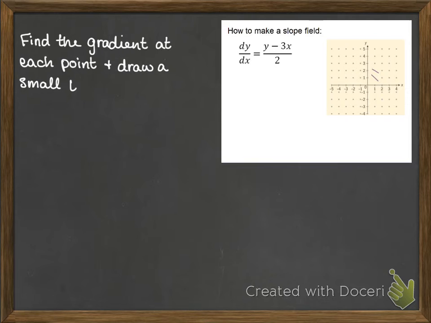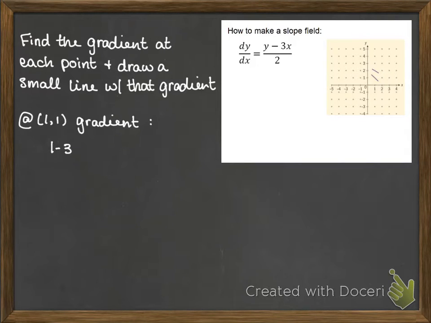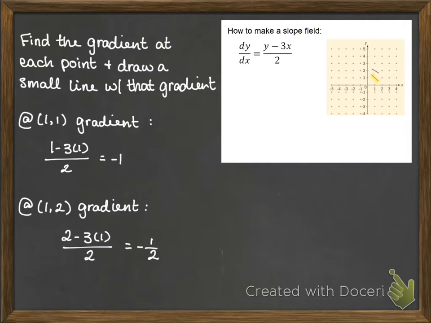If we're given this differential equation, remember, a derivative is telling you the gradient at a specific point. So at each point, you find that gradient and you draw a small little line with that gradient. Our first one is at 1, 1. You plug 1 into both x and y, and we get the gradient of -1. So that line right there that's highlighted has a gradient of -1. We can do it again at the point 1, 2. Plug 1 in for x, 2 in for y, and we get the gradient of -1/2. So then that green line would have that gradient.